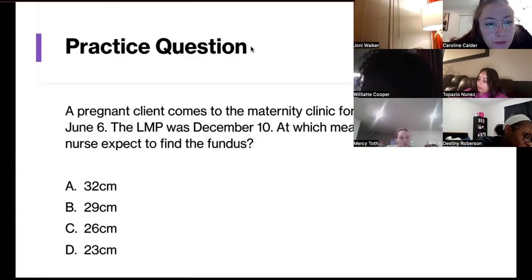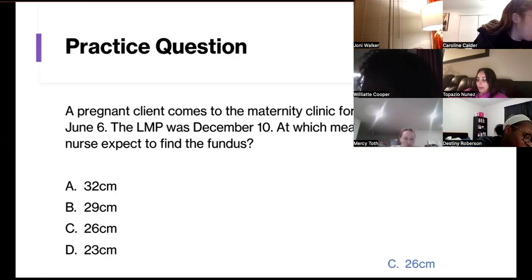So what do you guys think her fundal height will be for this pregnancy, for this stage? 26 centimeters. Exactly, 26 centimeters. You got it.